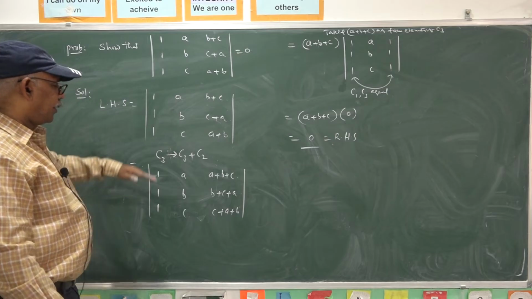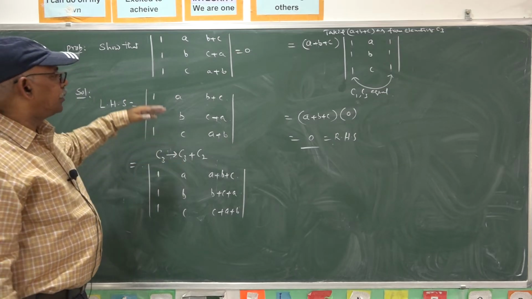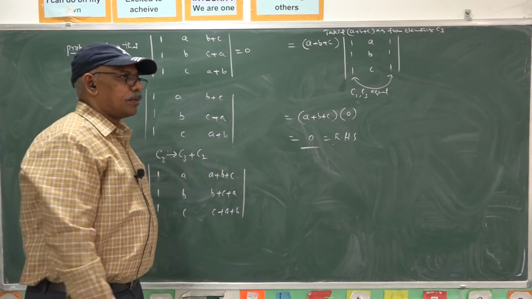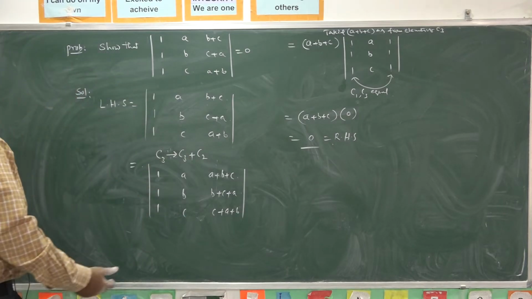So, by using transformations, you can evaluate the given determinant and you can show that the given determinant value is 0.